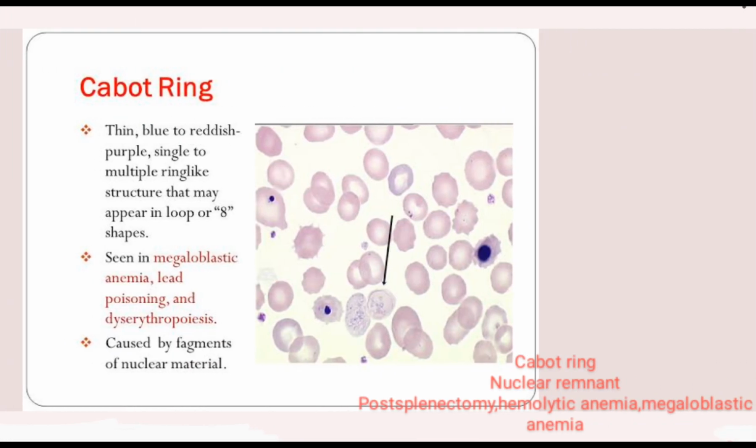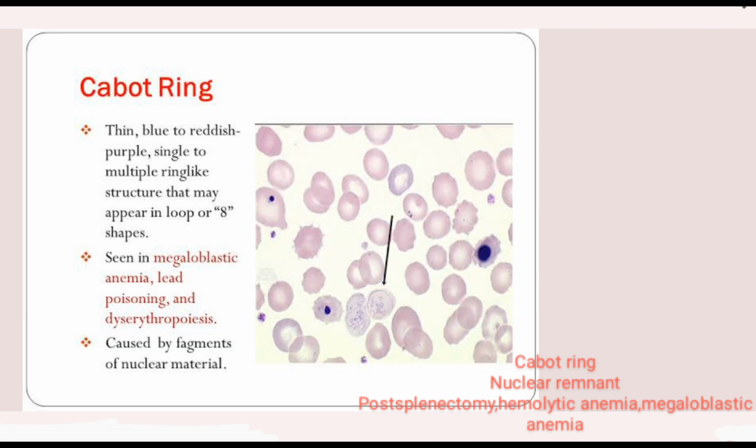Then this is the image of a Cabot ring. Cabot ring is a nuclear remnant, seen in the RBC. It appears in the shape of a loop or figure eight, and it is seen post-splenectomy, in hemolytic anemia, and in megaloblastic anemia. Post-splenectomy, hemolysis will be occurring, and megaloblastic anemia.